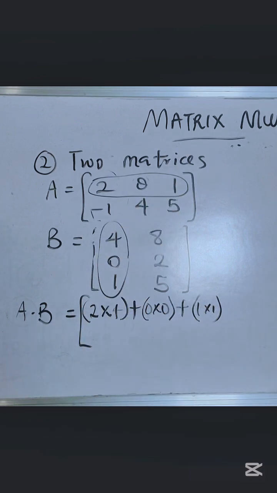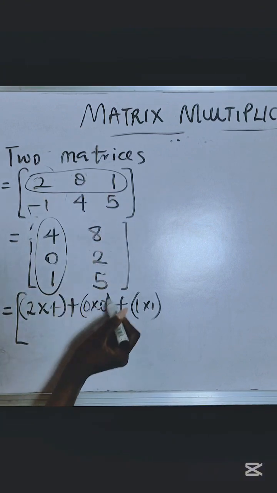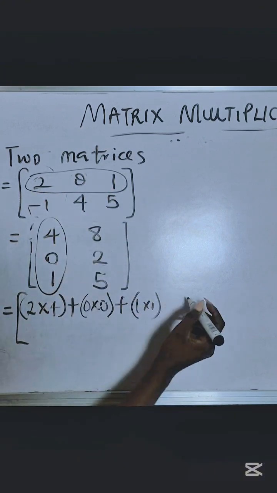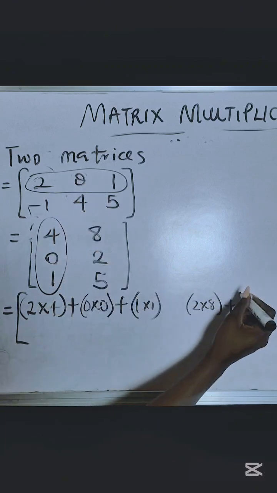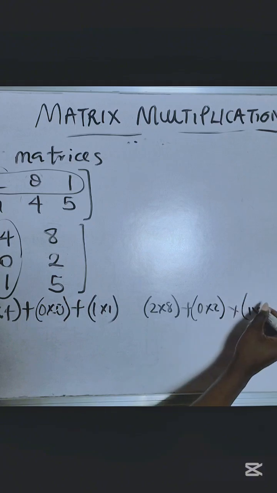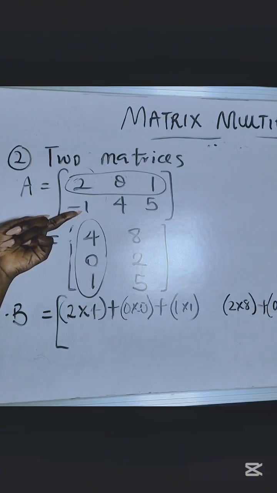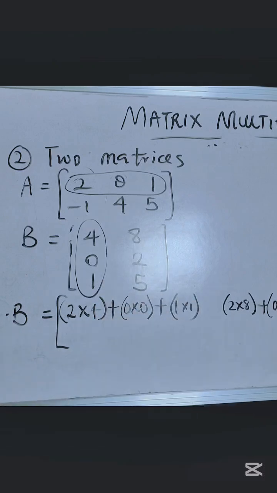And then when you're done with that, you move on. You do the same with the first row and the second column. So you say 2 times 8, plus 0 times 2, plus 1 times 5. Do the same thing for the second row. You use this one to multiply the second matrix.